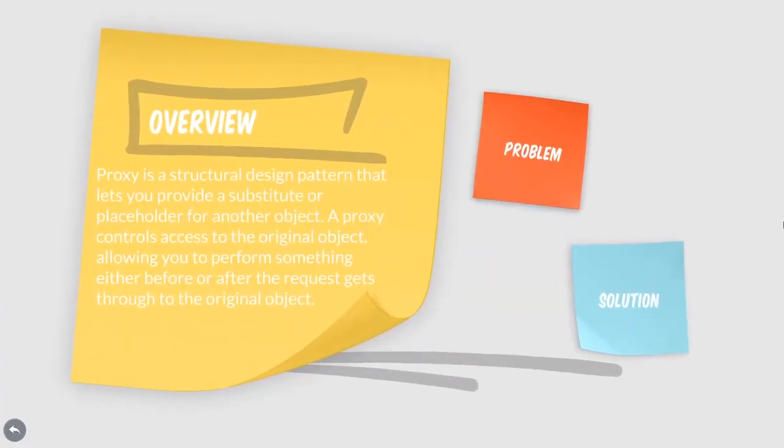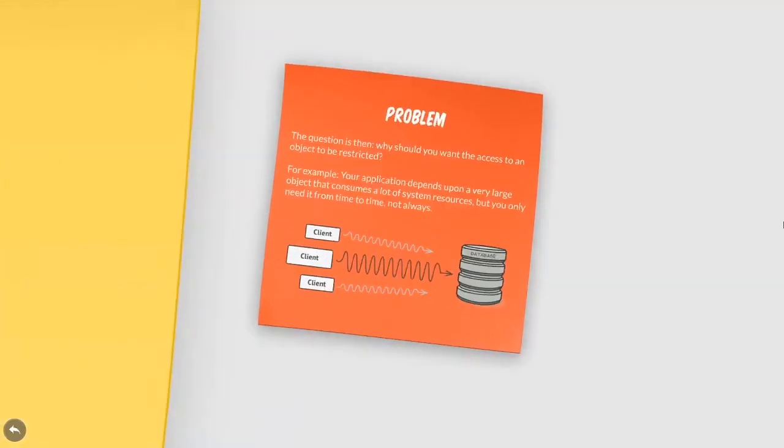Proxy is a structural design pattern that lets you provide a substitute or placeholder for another object. A proxy controls access to the original object, allowing you to perform something either before or after the request gets through to the original object. Structural patterns explain how to assemble objects and classes into larger structures while keeping this structure flexible and efficient.